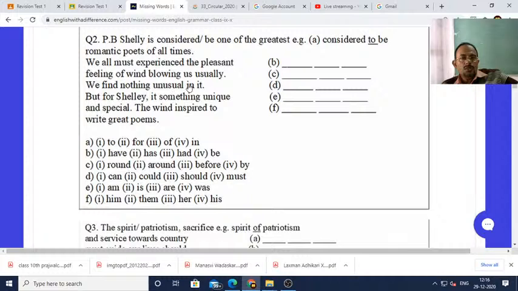We find nothing unusual in it. We find, number D, you can see, we can find. Okay, we can find nothing. Can will come between we and find: we can find nothing unusual in it, but for Shelley it is something unique. Okay, it is something unique. So between it and something, is will be used. Okay, see here, it is used, but for Shelley it is something unique and special. The wind inspired dash to write great poems. The wind inspired him, because this particular sentence talks about P.B. Shelley. Okay, that is why it should be him here. So the wind inspired him to write great poems.